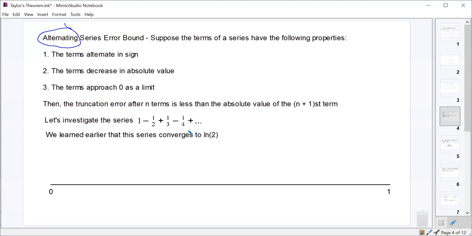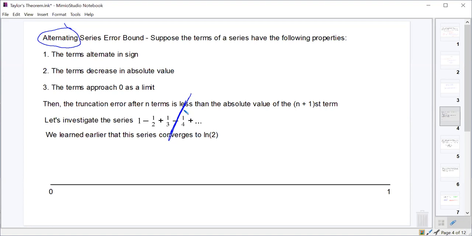Hopefully that makes sense, but suppose we were to truncate this right here at 1/3. Okay? If we said, let's approximate the entire series by using 1 minus a half plus a third, we know that the value that we get is off by less than 1/4. It's off by less than the next term.